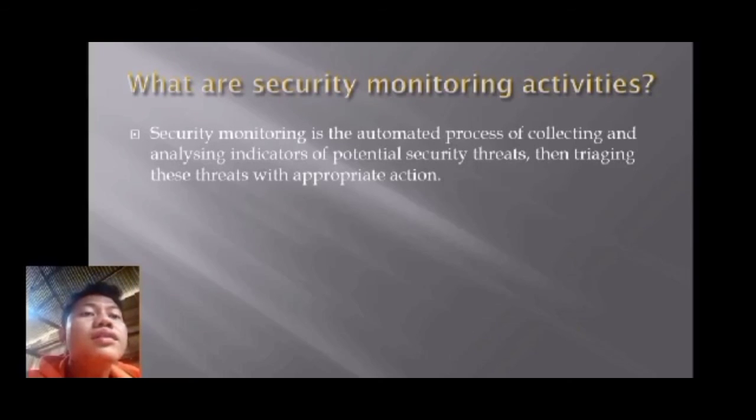What are security monitoring activities? Security monitoring is the automated process of collecting and analyzing indicators of potential security threats, then triaging these threats with appropriate action.